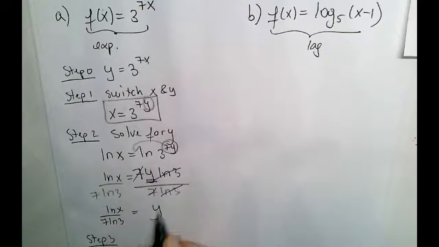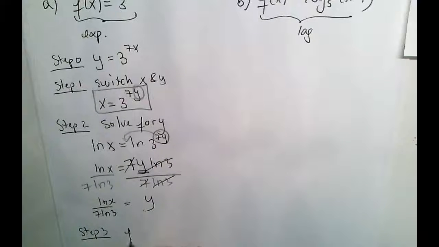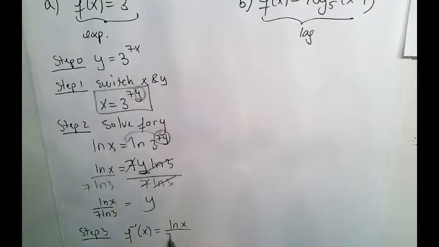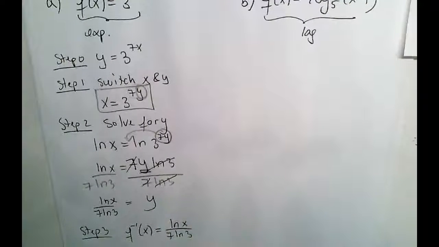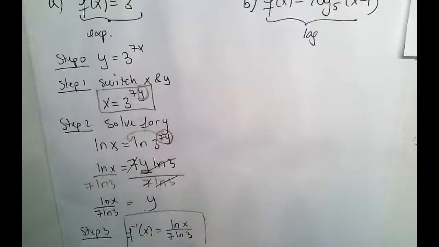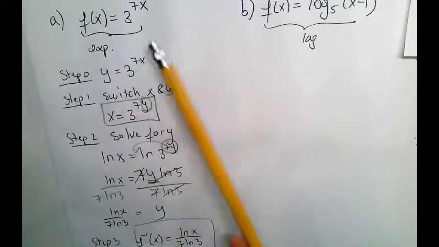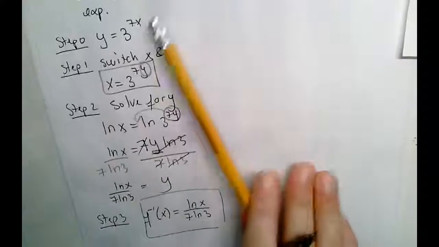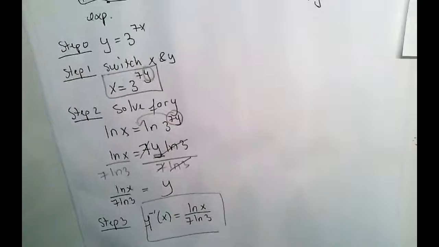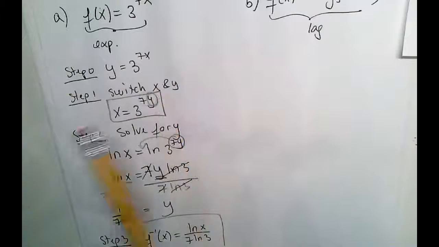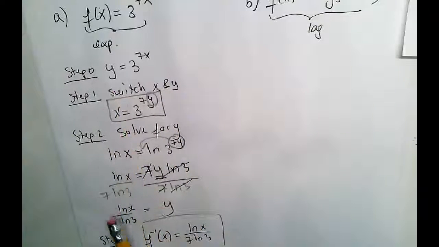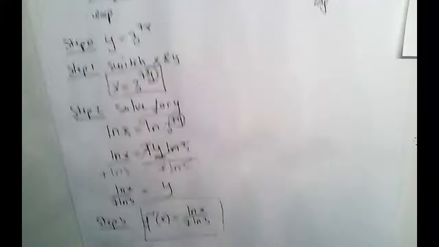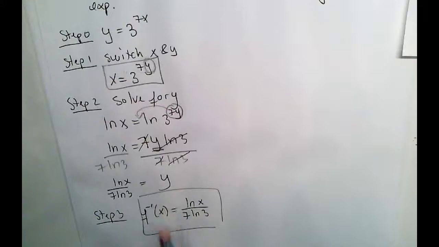Step 3, instead of y, write f inverse. F inverse of x is going to be ln of x over 7 ln of 3. So this is how I find the inverse of an exponential function. You see that the result is a log function. So this is nothing new. This is finding inverses: set the equation equal to y, switch the x and y, solve for y, and that's going to be your inverse.